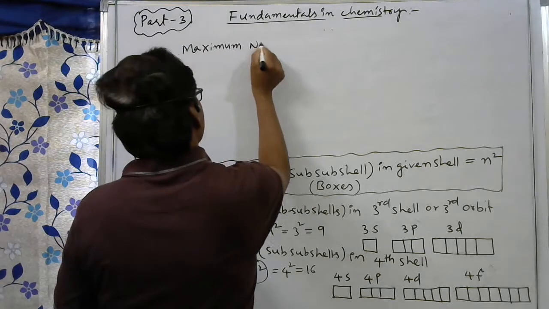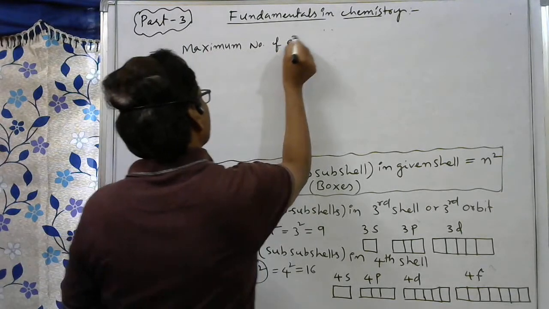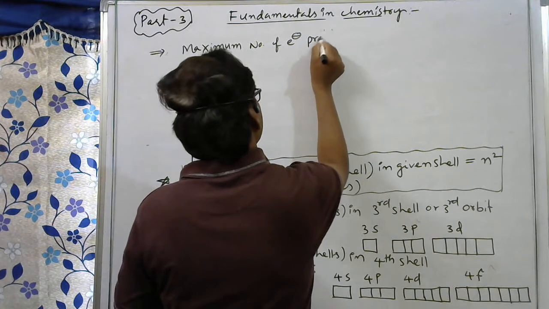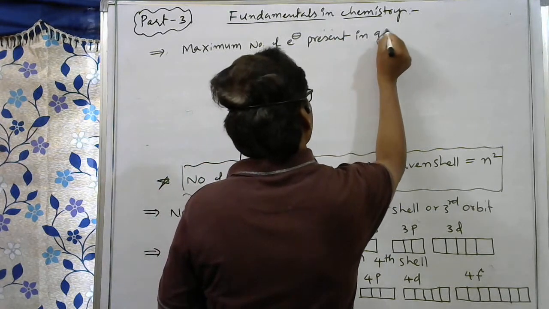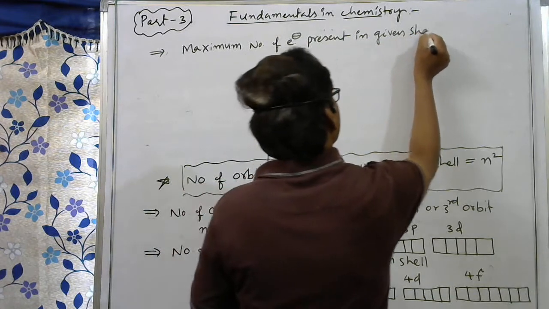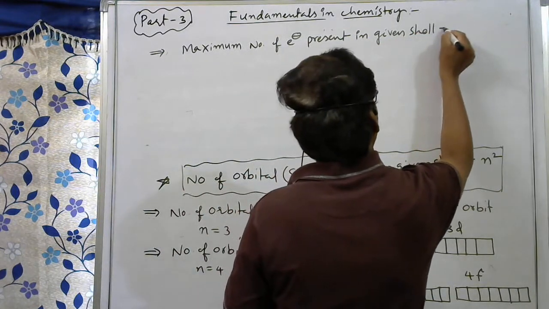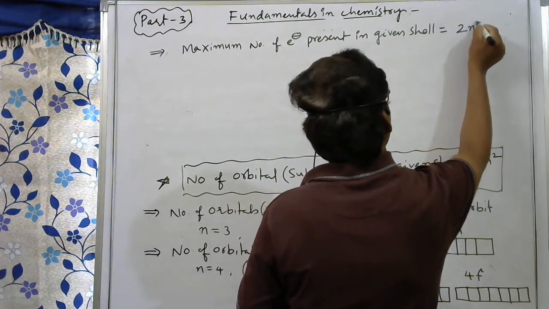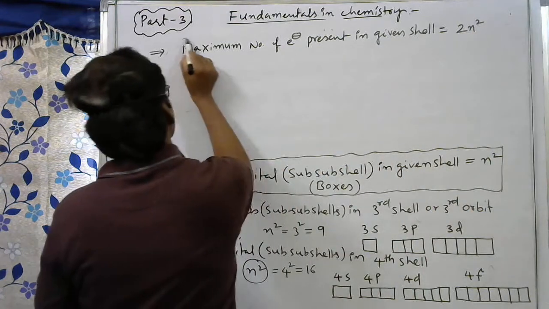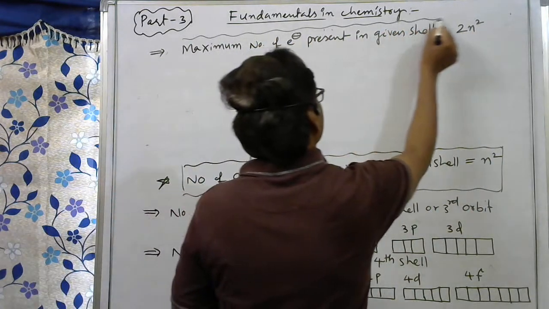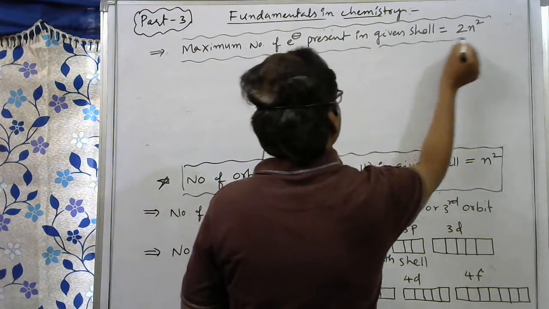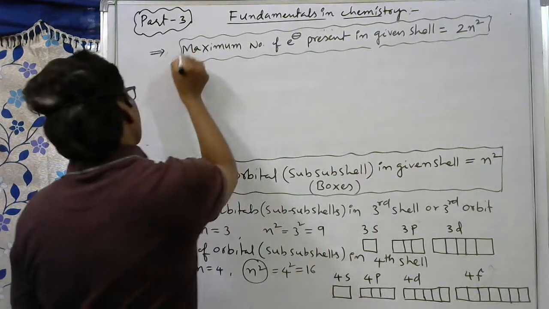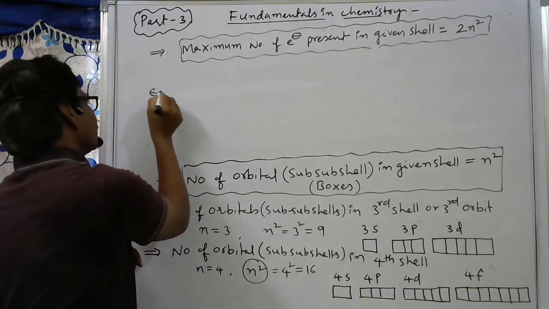Maximum number of electrons present in a given shell or orbit equals 2n square. This formula also you have to remember. Maximum number of electrons present in a given shell equals n square. Here I am giving an example.